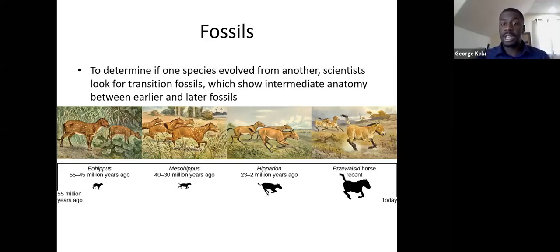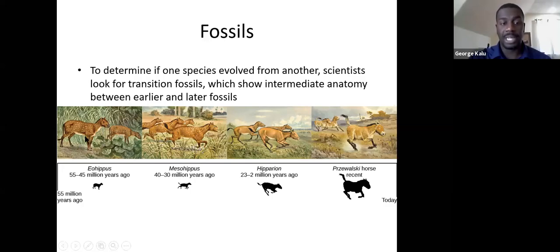Okay, transition fossils are fossils that show us an intermediate anatomy between an earlier fossil and either a later fossil or a current living organism. So the transition fossils would be showing us that after the Eohippus, we then had the Mesohippus. The Mesohippus looks a little bit different from the Eohippus. They're a little bit larger, and they now just start to develop hooves here.